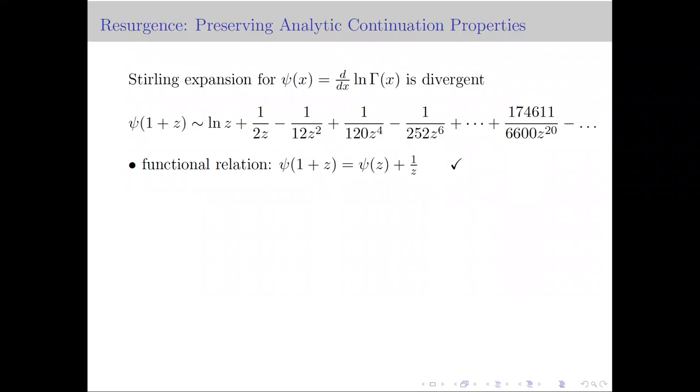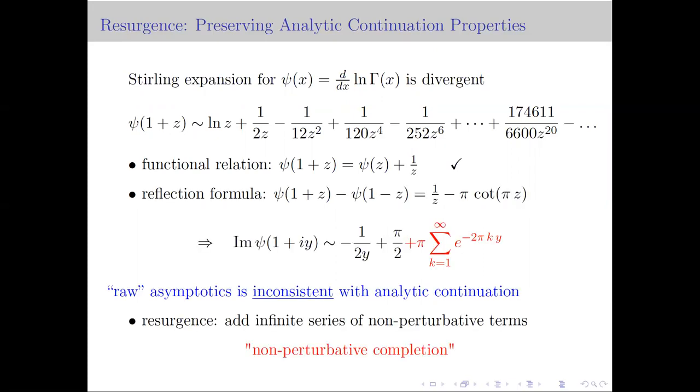However, we know that the gamma function can be analytically continued in the complex plane just with poles along the negative integers and zero. And that's encoded in something called the reflection formula, which if I write it in terms of the psi function, looks like this. So this is a sort of global property of this function.